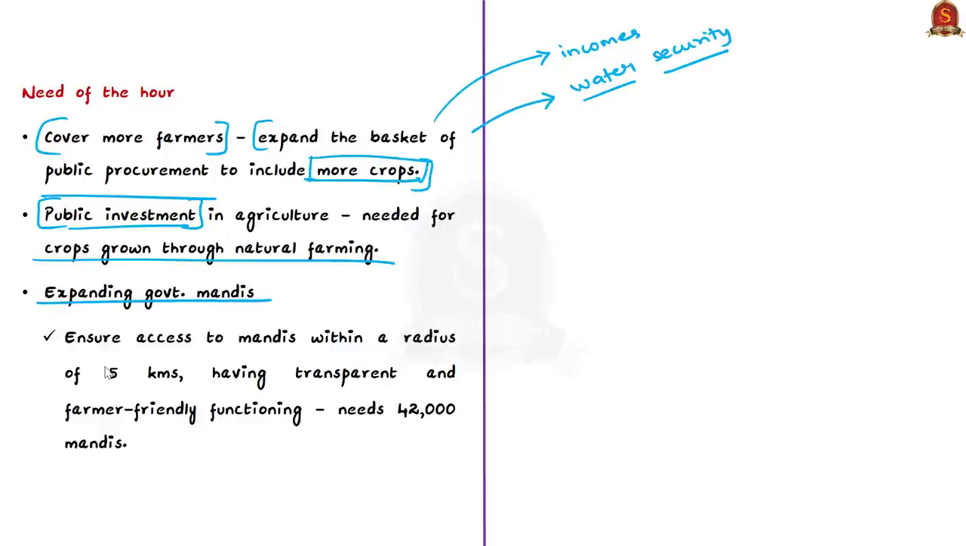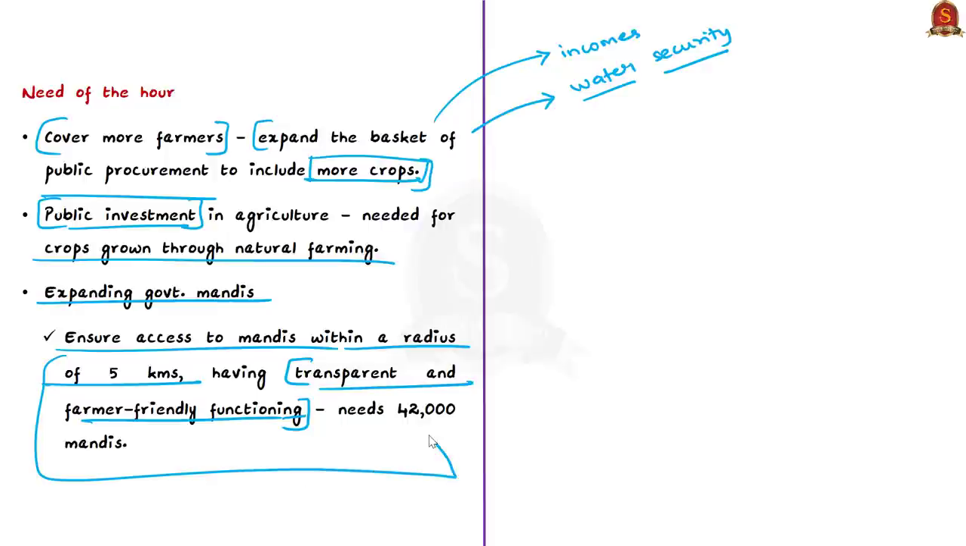See, the farmers should be provided with access to mandis within a radius of 5 kilometers. And these mandis should have transparent and farmer-friendly functioning. Given this geographical criteria, if we have to go with this suggestion, India will require 42,000 mandis, but currently there are less than 3,000. So we require 14 times this number to ensure that this suggestion is fulfilled.